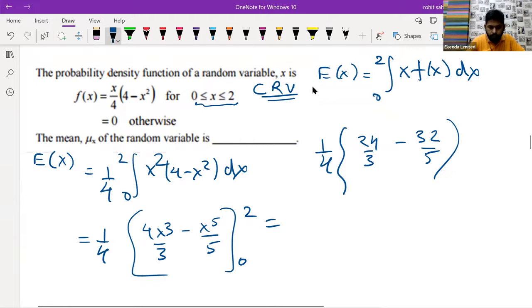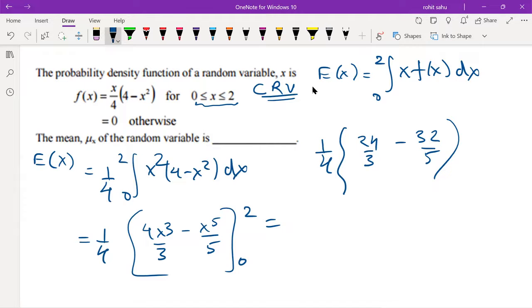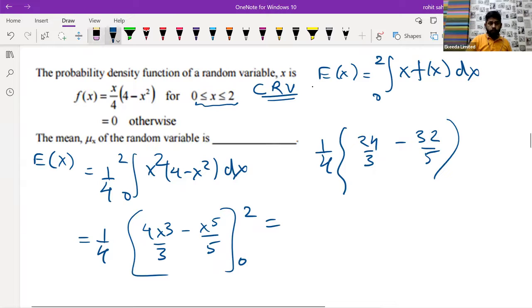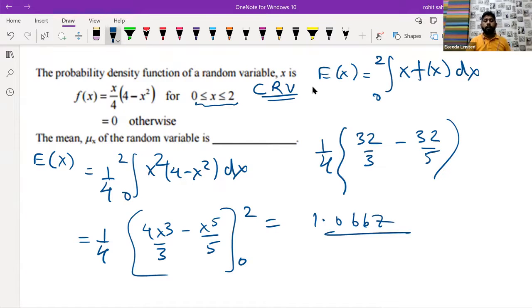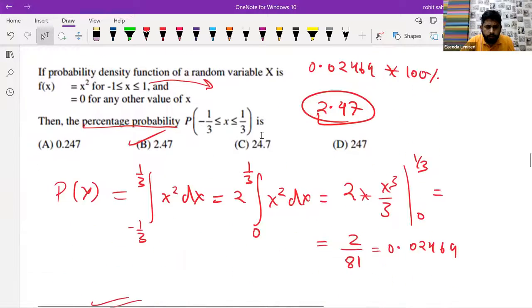That should be one more 4 here. Okay, that's common. I have written 24 here. 32 maybe. That's correct. 1.0667. Right? So it was just calculation, there's nothing else in it. If this is correct for you, then you have got this one and this one.